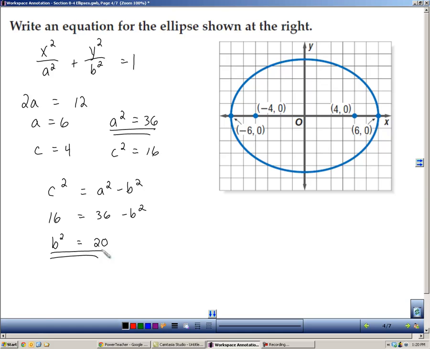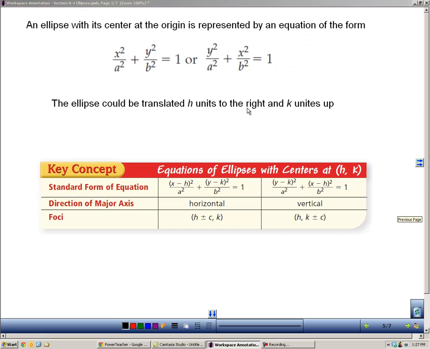So now I know a squared, I know b squared, I can write my equation. So here you have two equations for an ellipse that's at the center, at the origin, and you notice it just has x and y. But there is a possibility that you could translate an ellipse up, down, left, and right, in which case you have an h and a k, which is your translation. So here's what an ellipse would look like if it was not at the origin. Still has a horizontal or a vertical major axis, and now the foci are a little bit different, so make a note of that.